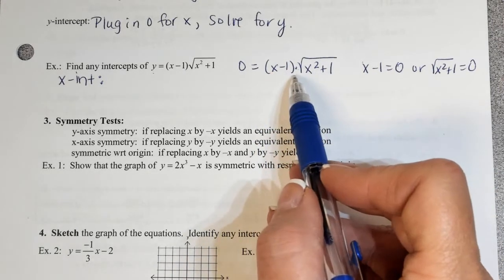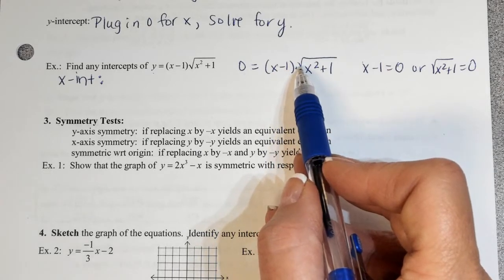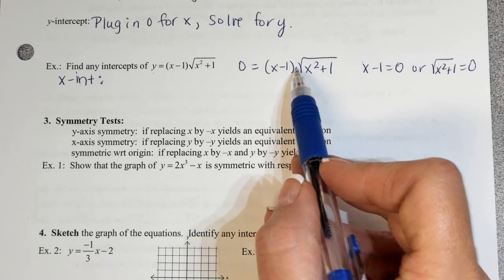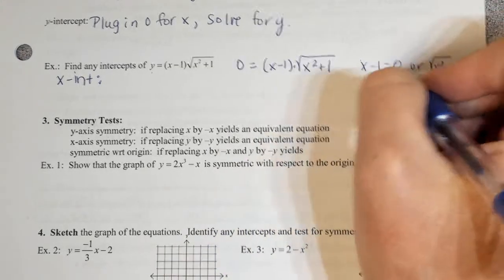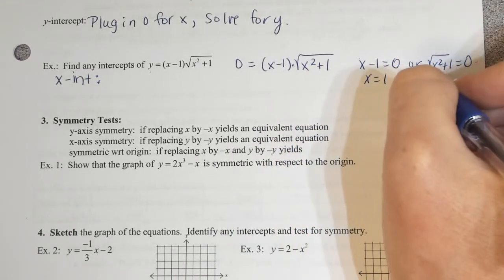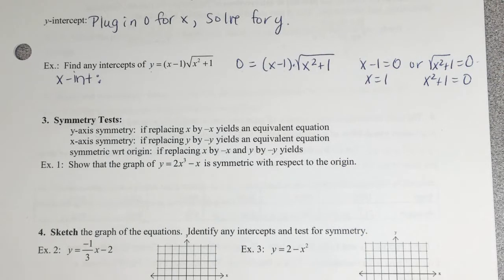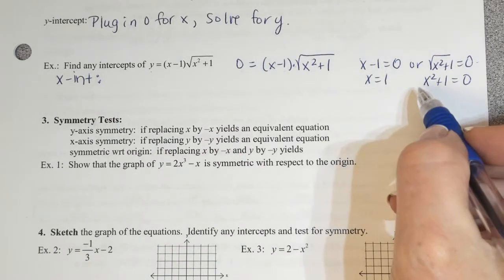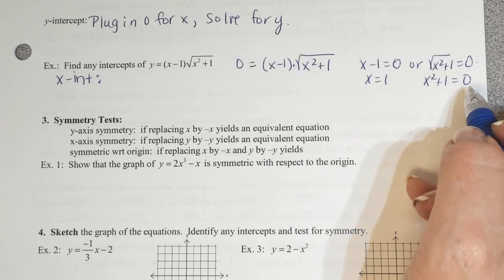If it had been addition, if that had been a plus there, then the problem would have been much more difficult. But if it's multiplication, one of those two factors has to be 0. So I can see here, if I solve this, I get x equals 1. If I square both sides, I have x squared plus 1 equals 0. What is that going to be? Is there anything that's going to make that equal 0? Not even negative 1, because what's negative 1 squared? 1, so that's not going to give us 0, is it?